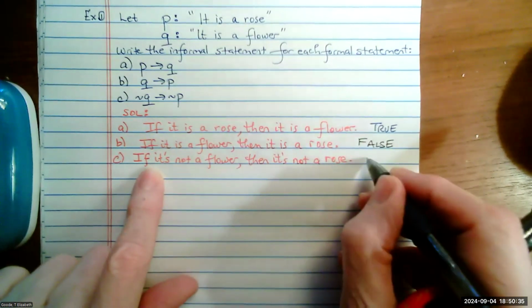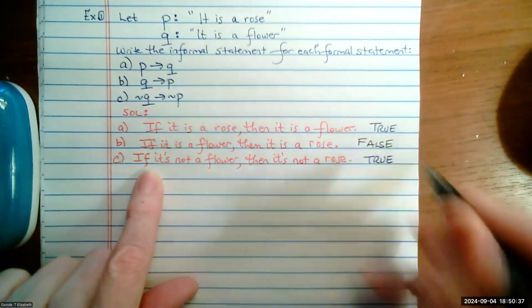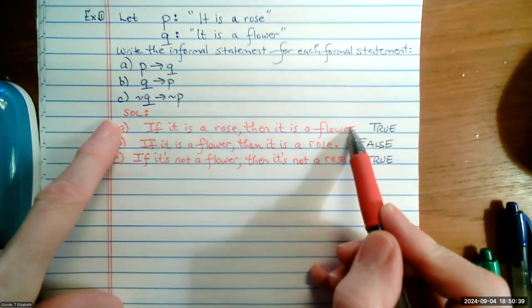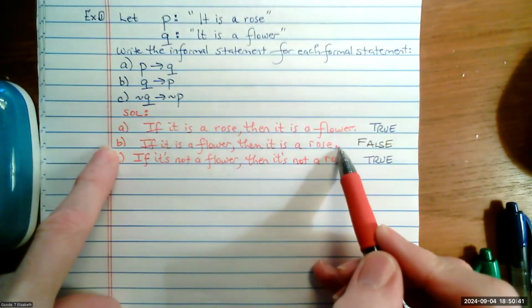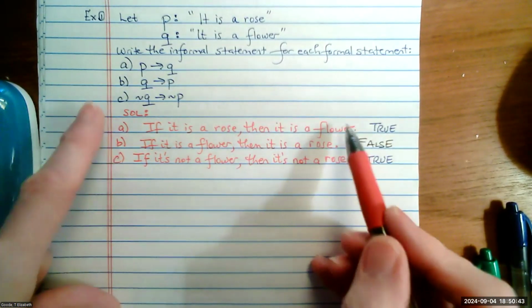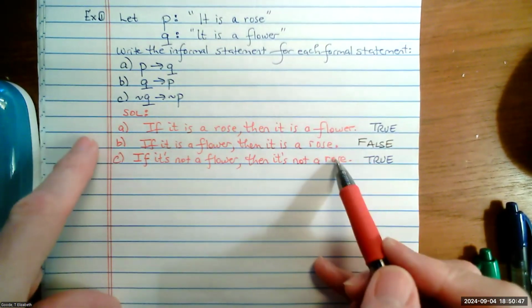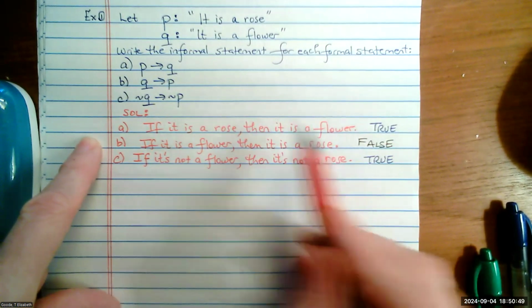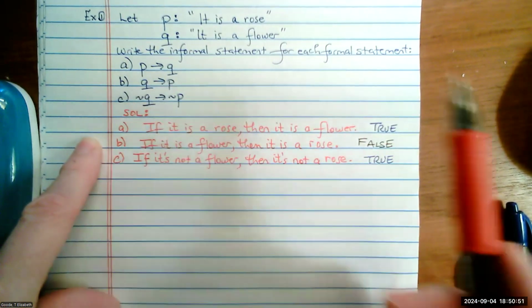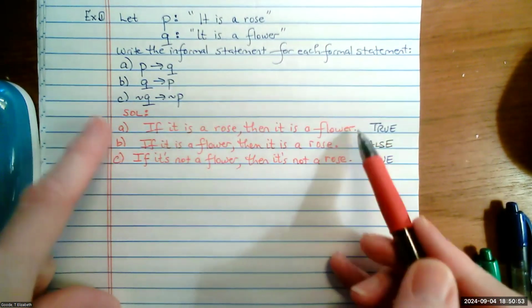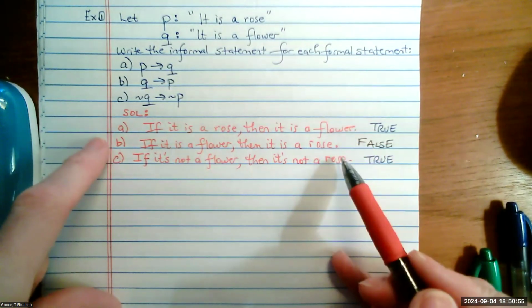And I'm trying to make a point here. The original, if P then Q, and the converse, if Q then P, don't necessarily have the same truth value. Here they do not. They have opposite truth values. There's no way that if P then Q and if Q then P could be logically equivalent, because we have an example right here where one is true and one is false.